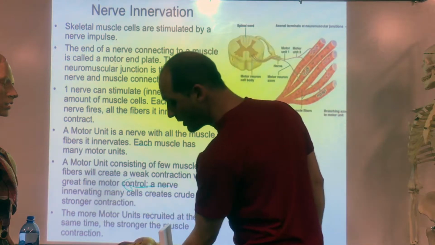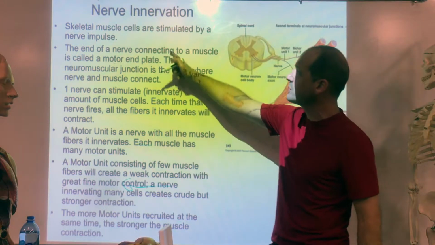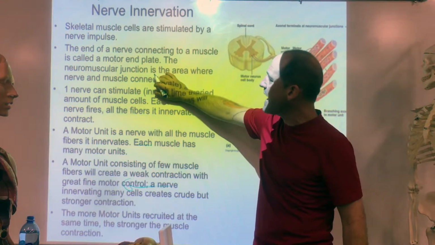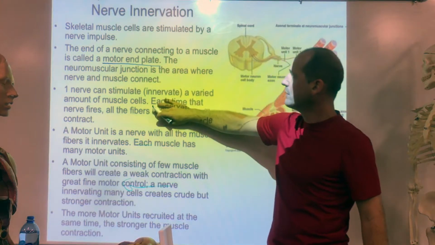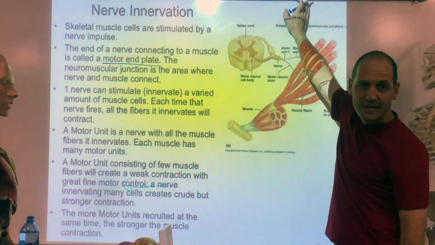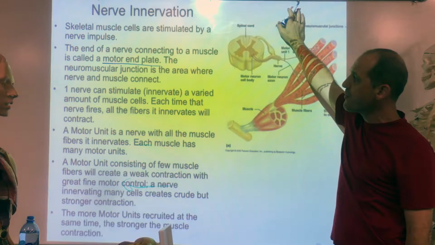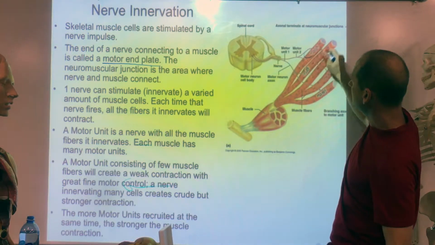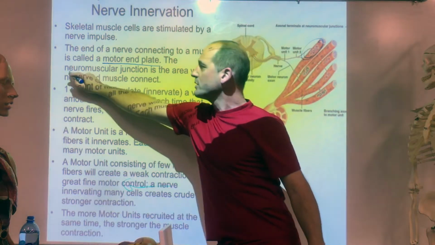Now we need to talk a little bit more about nerve innervations. The skeletal muscles are stimulated by nerve impulses. We talked about that. The place where the nerve attaches to the muscle, where they connect, is known as the motor end plate. That's what that word means. The neuromuscular junction is the area where the nerve and the muscle connect. So the motor end plate is the whole area, and where the connection really happens is the neuromuscular junction.